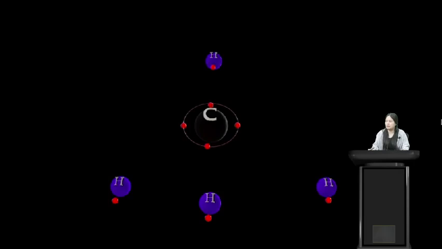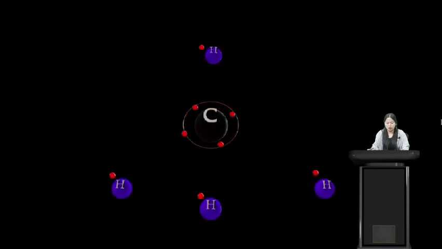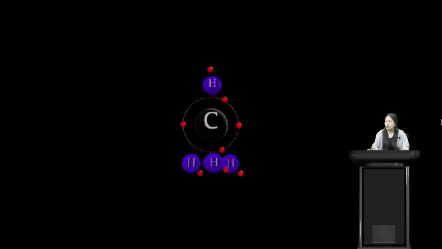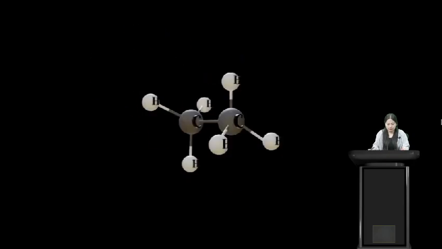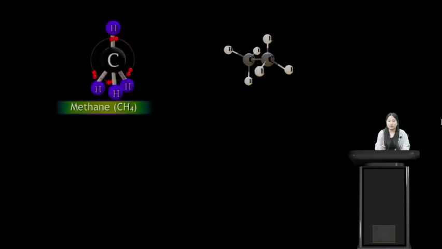Let us see some examples. The first example: we have 1 carbon atom bonded to 4 hydrogen atoms. By mutual sharing of electrons, carbon forms bonds with 4 hydrogen atoms. This is an example of methane. In the next case, we have 2 carbon atoms bonded together, and each carbon is bonded to 3 hydrogen atoms. This is also an example of a straight chain. There is no branch in the carbon atoms.